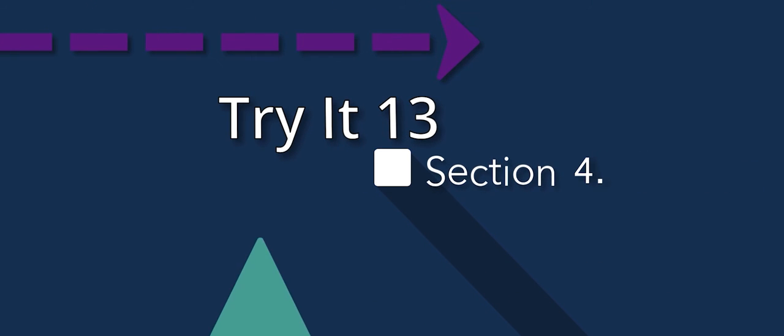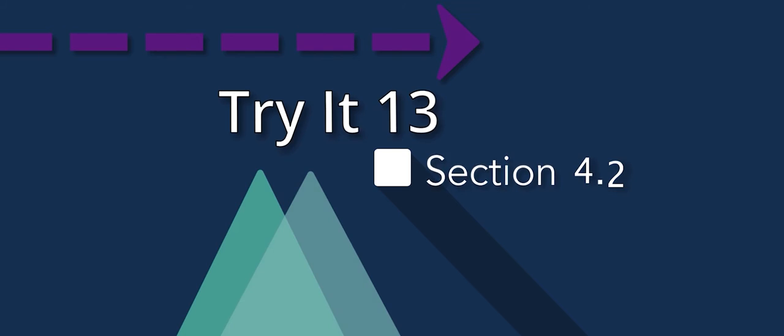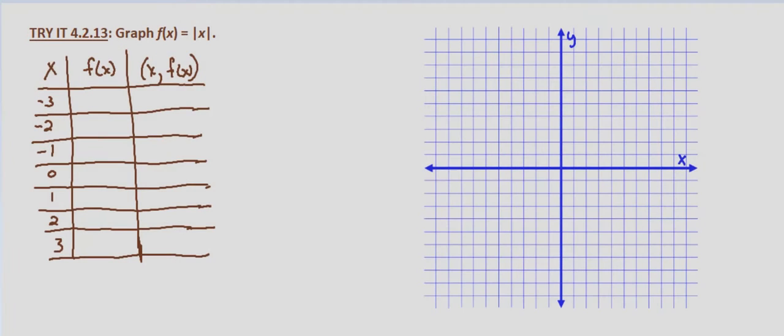In this exercise, we're being asked to graph the function f of x equals the absolute value of x. This is also known as the absolute value function. Again, to graph, the process is the same. We find points and determine what points go on our graph, and then we connect the points with a smooth curve. So in this case, f of x equals the absolute value of x.